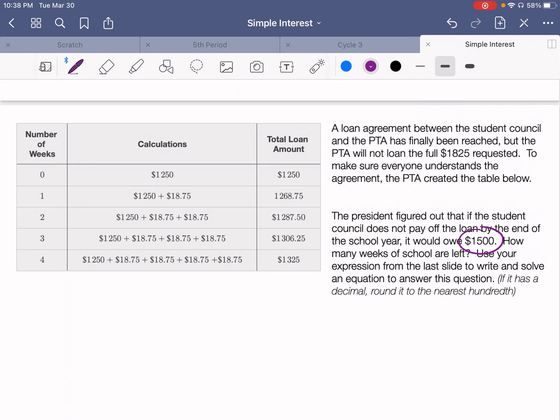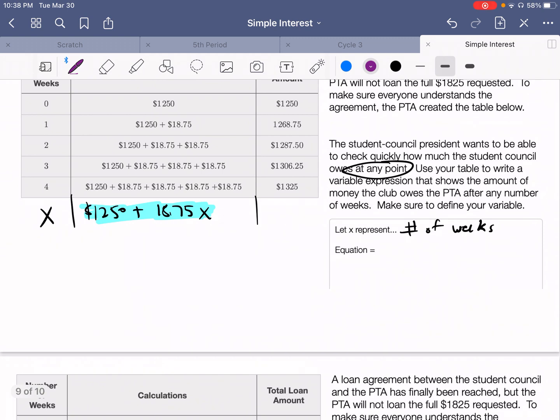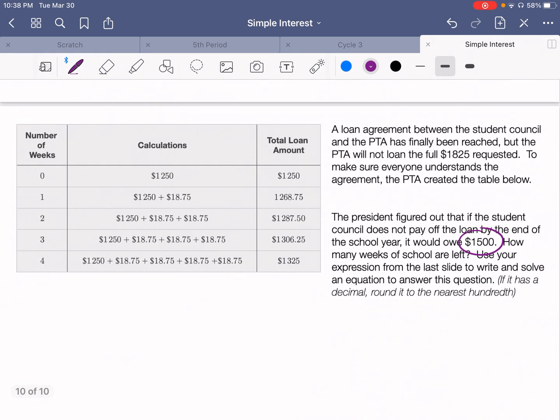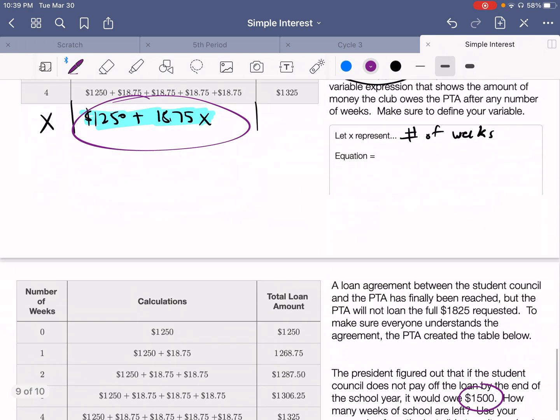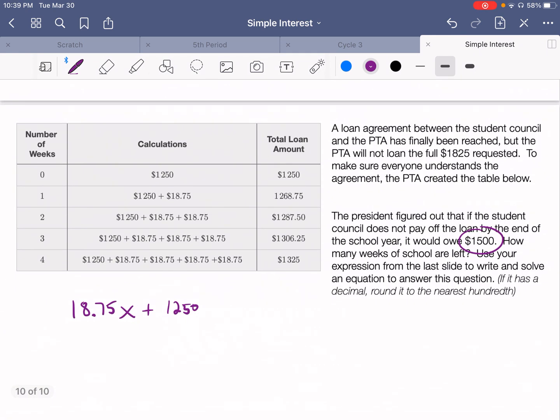All right, so now we have to calculate. Remember, the unknown here is x. X represents number of weeks. And now we can take this expression and make it into an equation. I'll write it in our standard form with the variable term first, 18.75x plus 1250. Again, that's just this, rewritten in the other order. And now I can make it an equation because I know a value that I want to solve for. So I want to know what is x when this equals 1500.